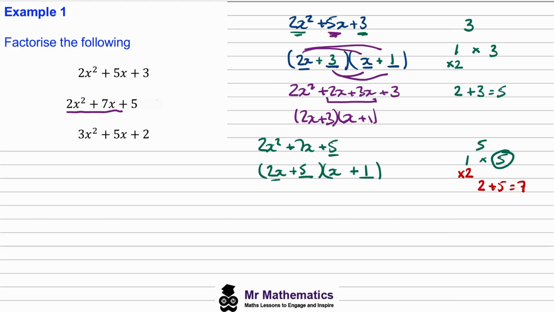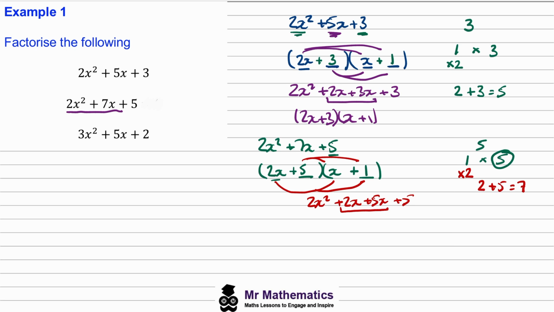Again, we'll check this works. We've got 2x squared plus the 2x plus the 5x plus the 5. And these two x terms do collect together to give us the 7x. Do you want to have a go at this question? You can pause the video and come back when you're ready.